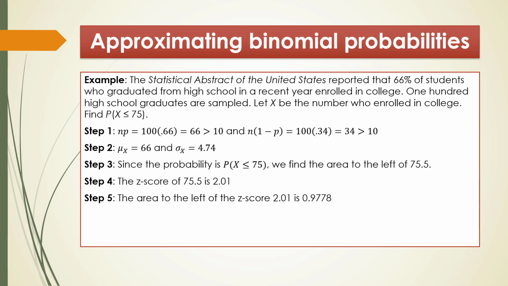And step 5, we find the area to the left of the z-score of 2.01, and we can use the A2 table. It should be 0.9778. So for 2.01, we look for the row of 2.00 and the column of 0.01. And here's how the picture looks. At 75.5, the area to the left is shaded in blue, and the z-score of 75.5 is 2.01.